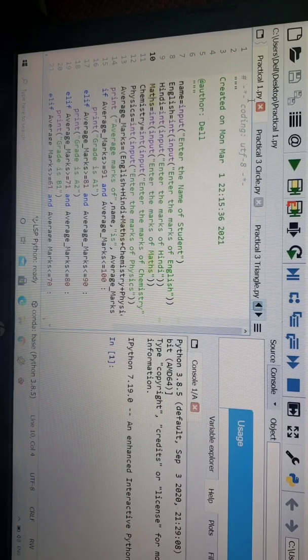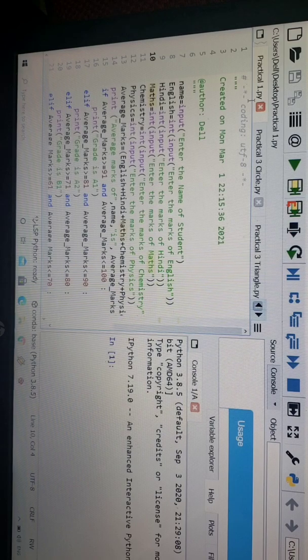So let's begin with the very first practical, that is how to find average and grade for the given marks. Okay, so you have to calculate the average of the given marks. This is a very basic thing which you all are doing when you are getting your results and you are taking out the average of your marks.